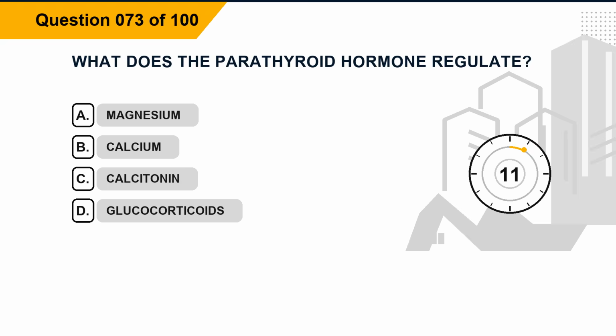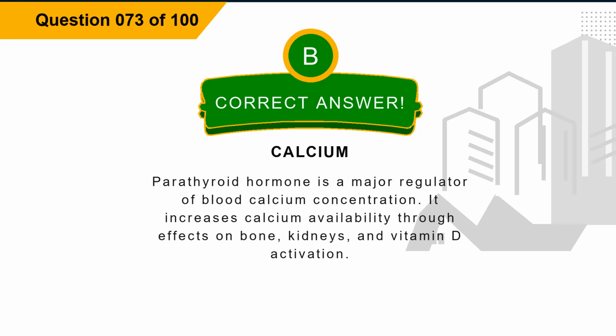Question 73. What does the parathyroid hormone regulate? Option A, magnesium. Option B, calcium. Option C, calcitonin. Option D, glucocorticoids. The correct answer is option B, calcium. Explanation. Parathyroid hormone is a major regulator of blood calcium concentration. It increases calcium availability through effects on bone, kidneys, and vitamin D activation.